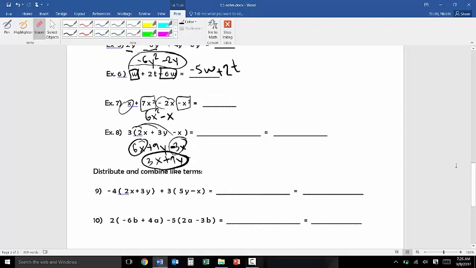Alright, so my answers, I got 6x squared minus 2. And I got 3x plus 9y. So that's it.